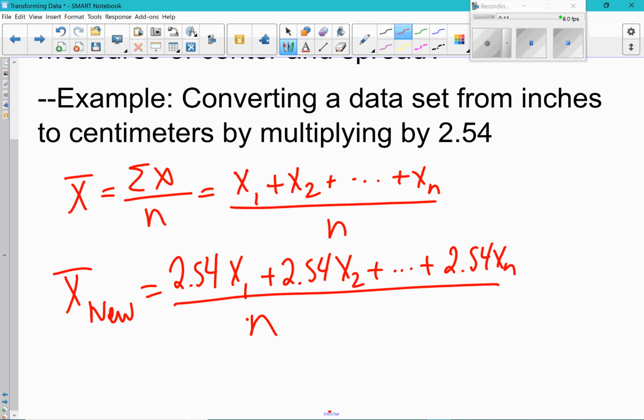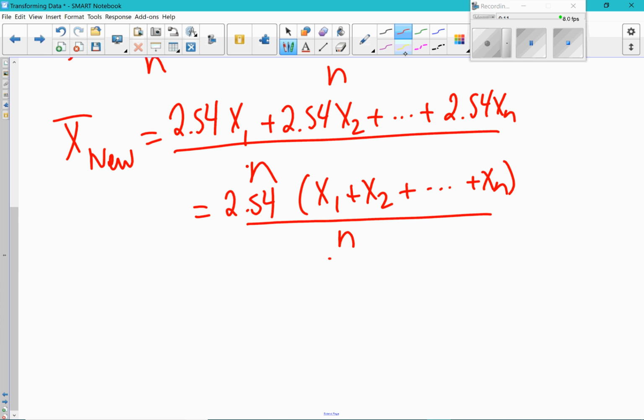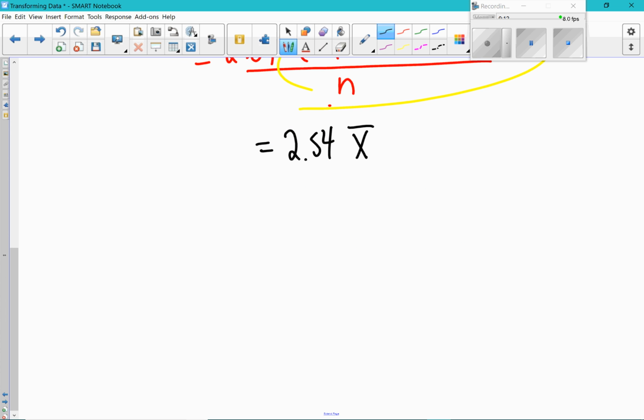Well, I could just factor out a 2.54, and I'd have x1 plus x2 plus dot, dot, dot, xn all over n. Well, this right here is the mean. So it's really just going to be 2.54 times x bar. So our new mean is just multiplying by whatever that scalar is.